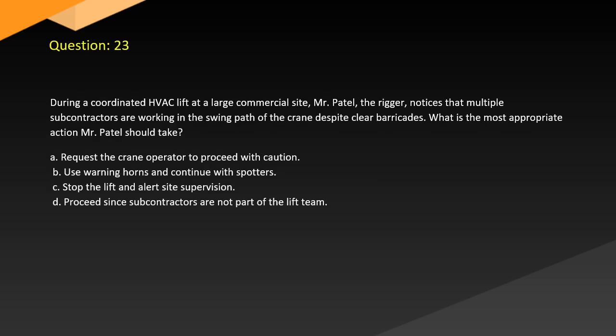Question 23. During a coordinated HVAC lift at a large commercial site, Mr. Patel, the rigger, notices that multiple subcontractors are working in the swing path of the crane despite clear barricades. What is the most appropriate action Mr. Patel should take? A. Request the crane operator to proceed with caution. B. Use warning horns and continue with spotters. C. Stop the lift and alert site supervision. D. Proceed since subcontractors are not part of the lift team.